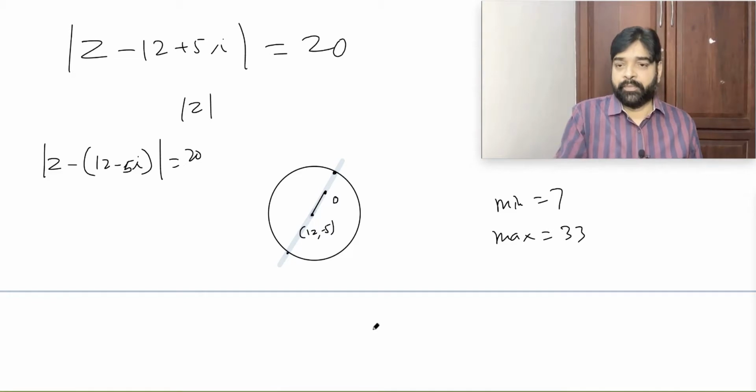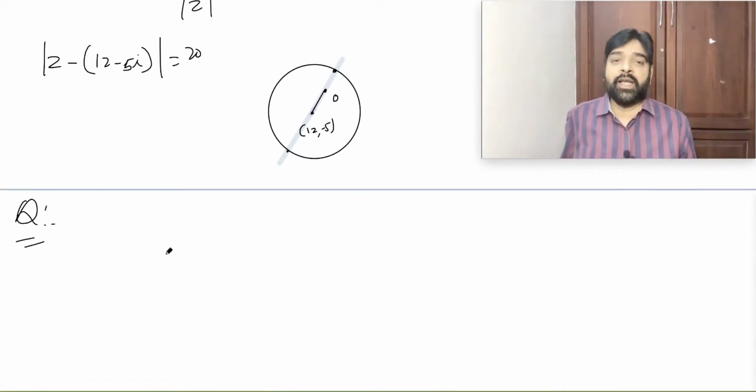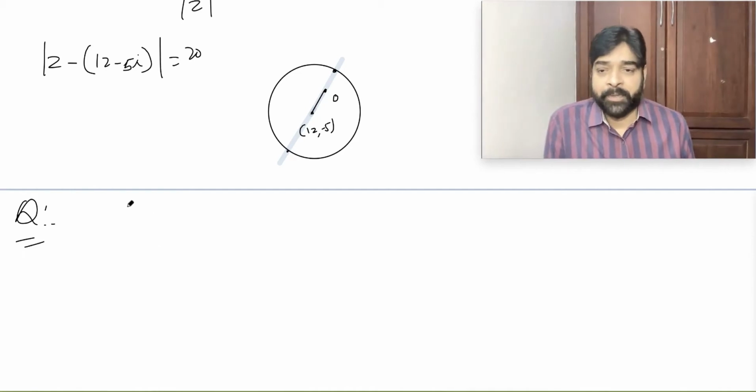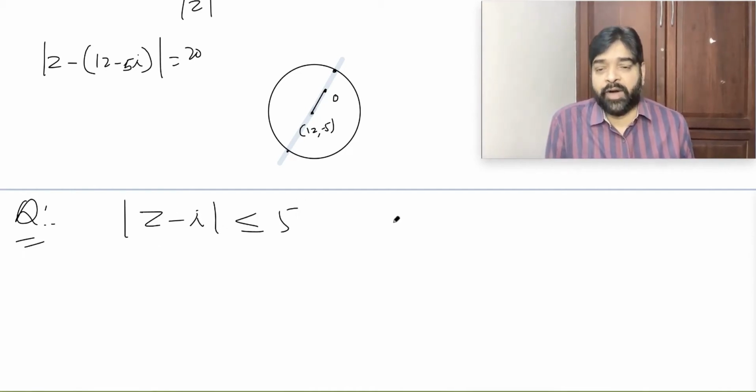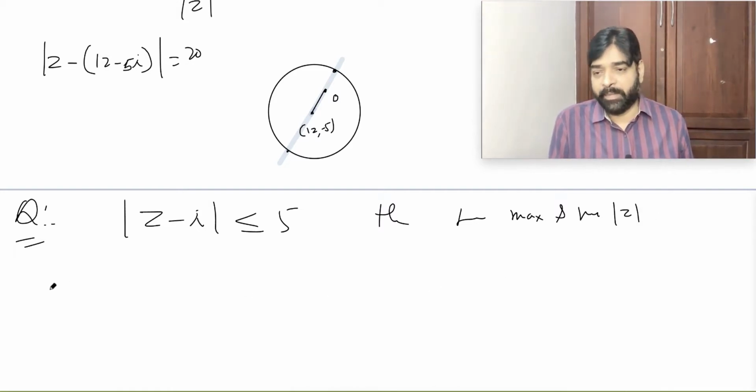Good. A simple question, not at all. Sometimes the situation can be the other way. Let me explain. Suppose the question is coming, mod of z minus i is less than or equal to 5. Then find the maximum and minimum mod z. Maximum and minimum mod z. Please listen to me. Let me do it.